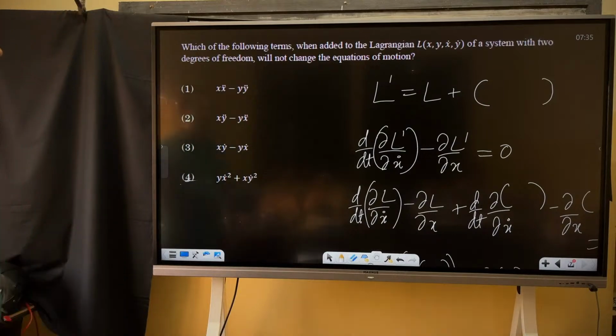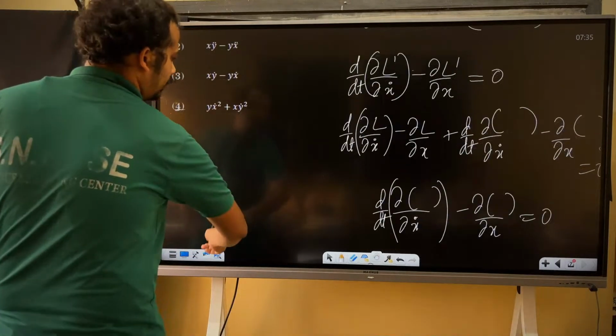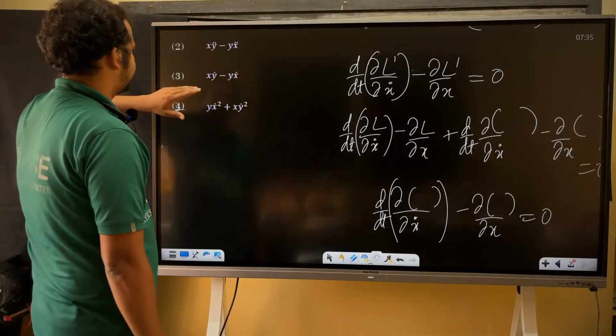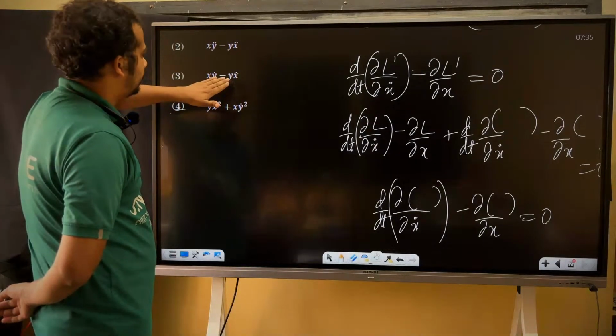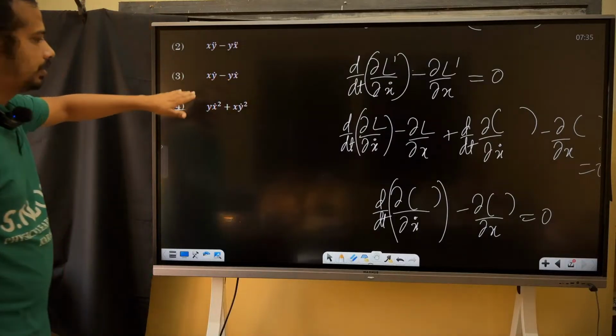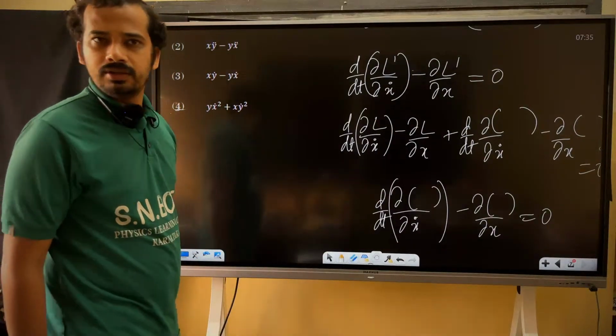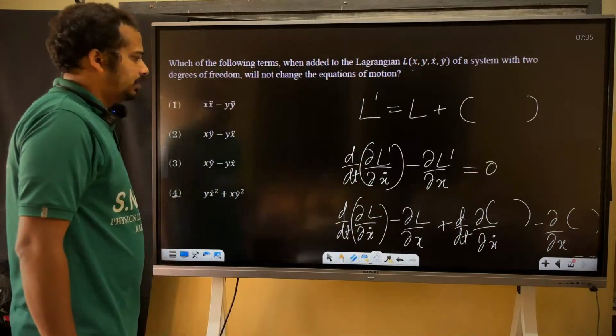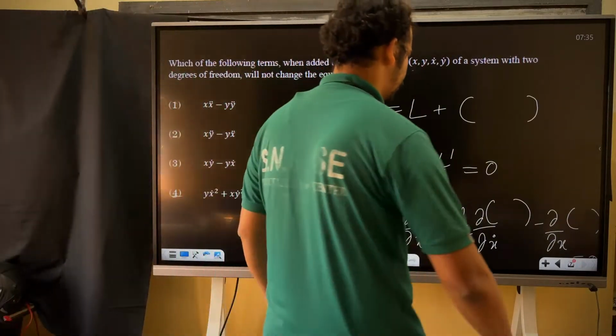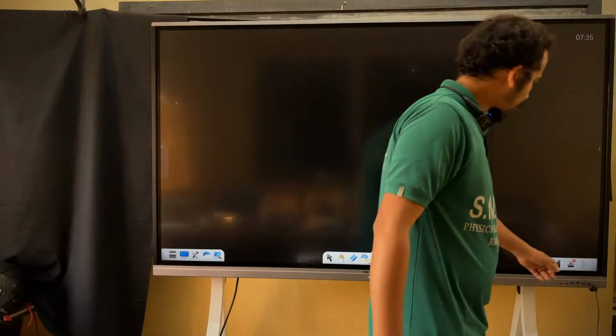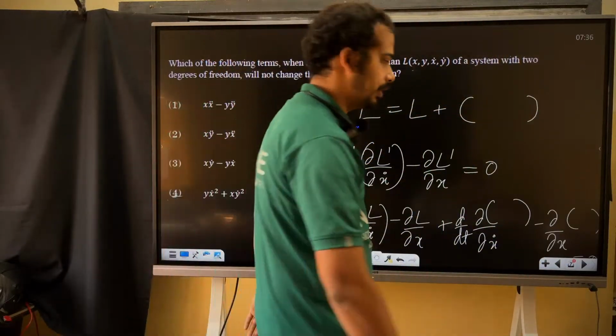Can you guess? I think 3 and 4 must be ruled out. Can you tell me why? If you substitute here, the x dot derivative is minus y, plus the x derivative is y dot. So check that out. Substitute each and every option. Start from option A only. Check which one satisfies that. Again, this is also just writing the equations.